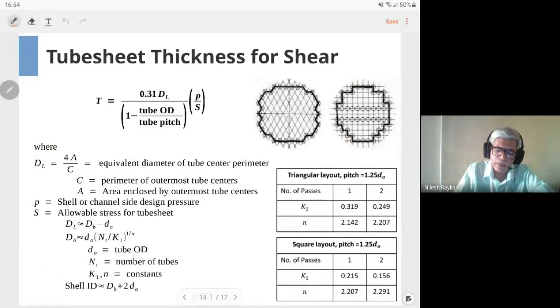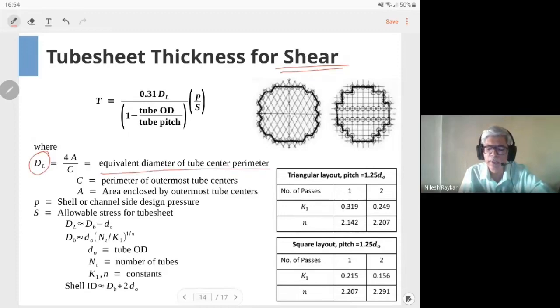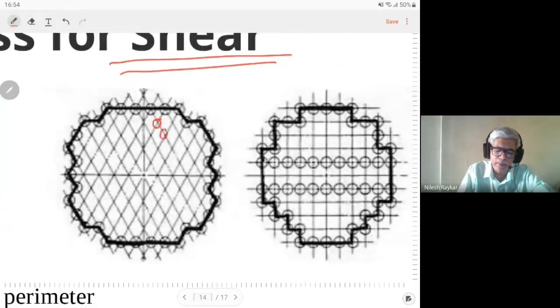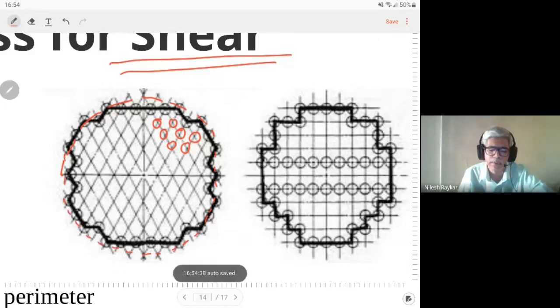For shear calculation, you are considering what is known as the equivalent diameter of the tube center perimeter. The tube hole layouts are typically given in this fashion, so at every intersection there is a tube present. The DL parameter used in the calculation is essentially an equivalent circle which encompasses the outermost tubes. That gives us the idea of how much region of the tube sheet is perforated, and beyond that the region is solid. So this dimension is useful in the shear check calculation for the tube sheet.